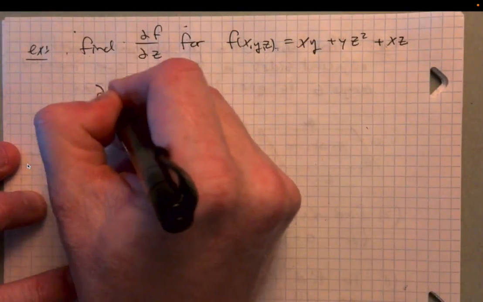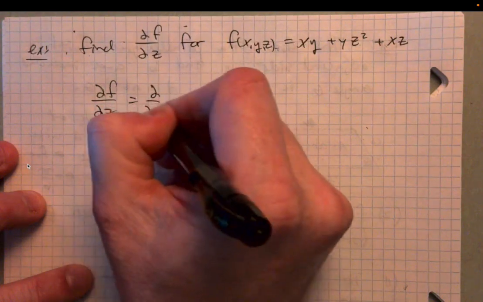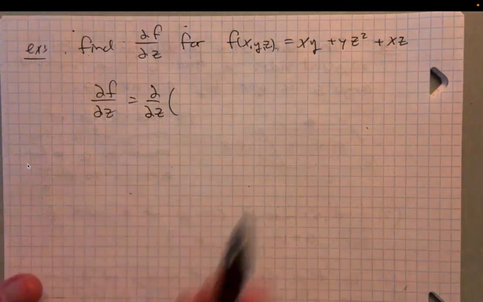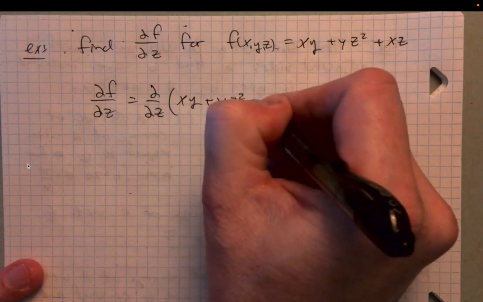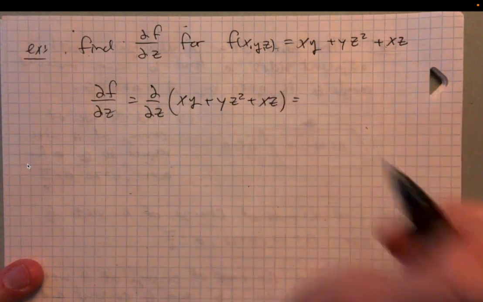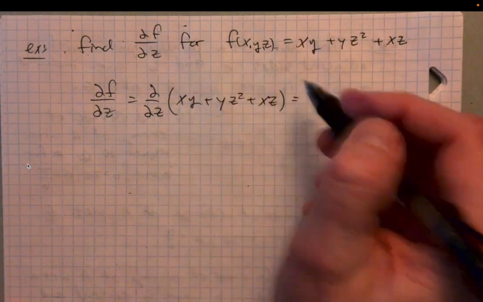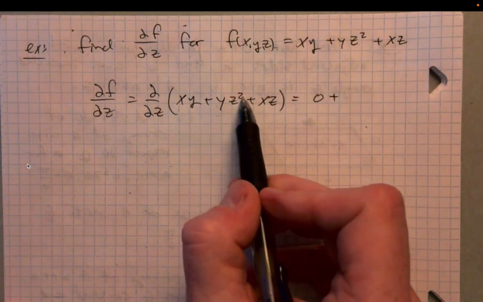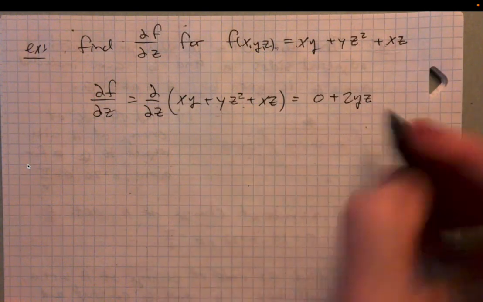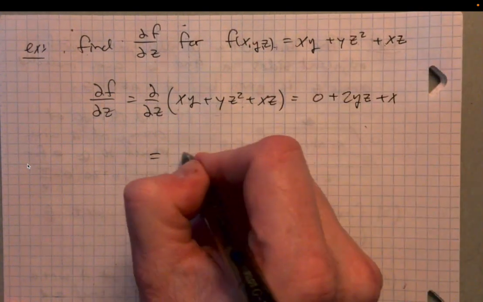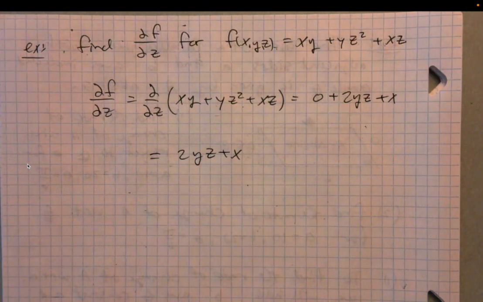So del f del z is equal to, again, getting comfortable with the notation here, the derivative of xy plus yz squared plus xz. This guy here is a constant, so that's going to be 0. And then this is going to be 2y times z. And this will just be x. So this would be 2yz plus x.